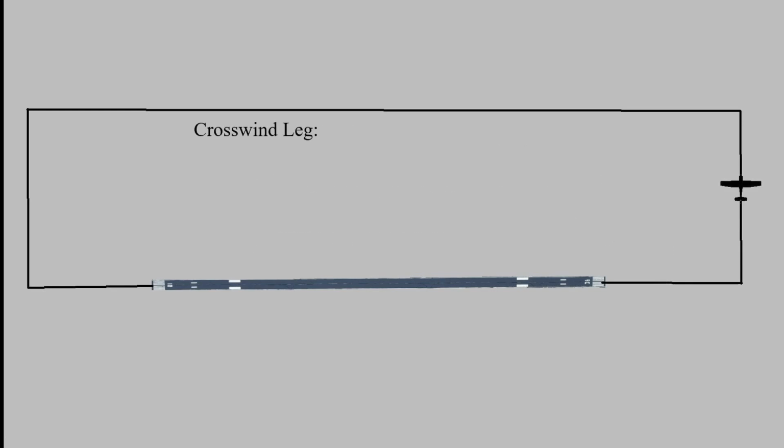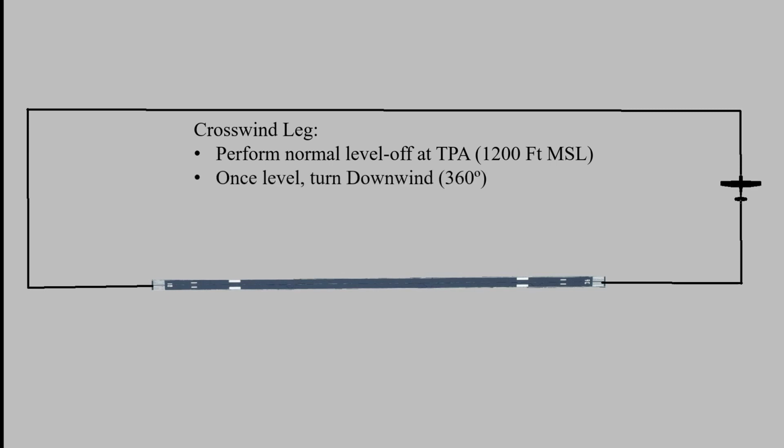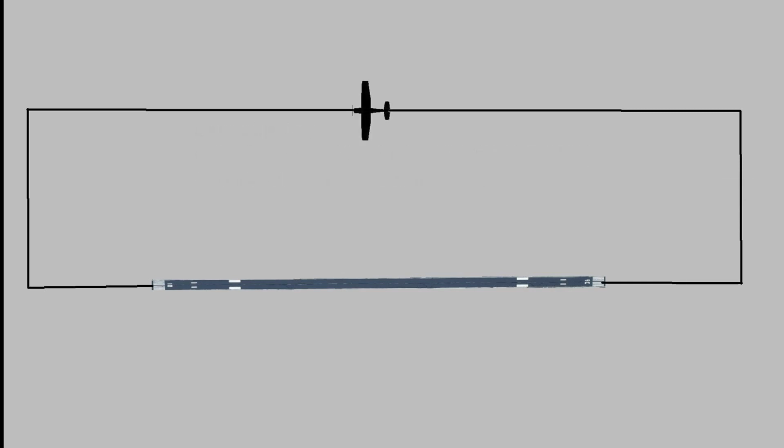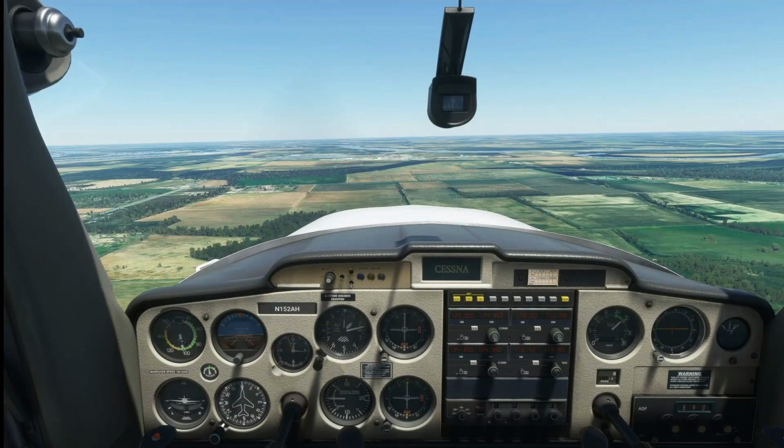In the crosswind leg, we want to perform a normal level off at traffic pattern altitude, or 1,200 feet on our altimeter, which is just shy of 1,000 feet above field elevation. Once we've leveled off, it's time to turn downwind, or turn left to a heading of 360 degrees. Once established in downwind, we want to accomplish a quick after takeoff checklist. We do want to leave our lights on while we're flying in the pattern, but we do want to verify that we got our flaps up.